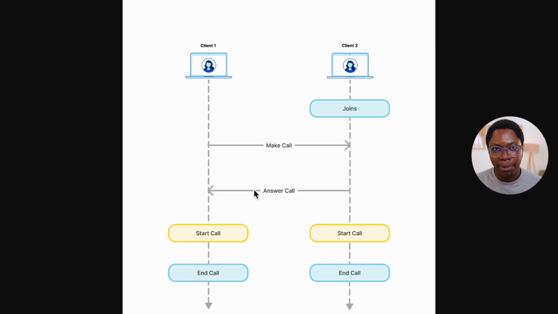I think a larger preview should be showing on the screen right now. And here you notice we have two clients. We have client 1 and we also have client 2. For simplicity, I'm going to call client 1 Rob and client 2 Emma.